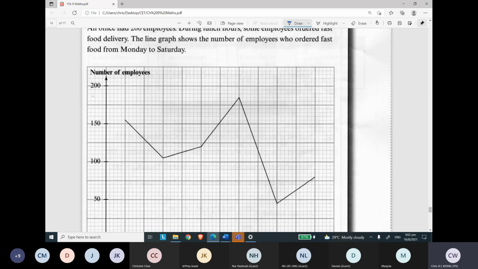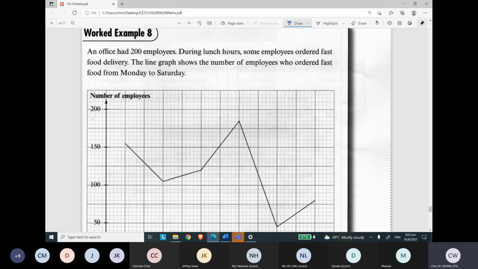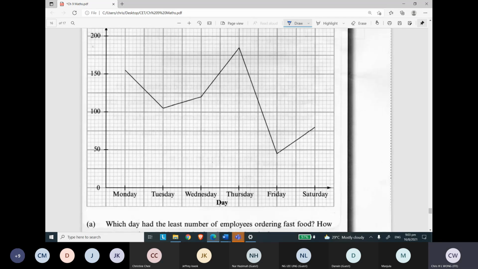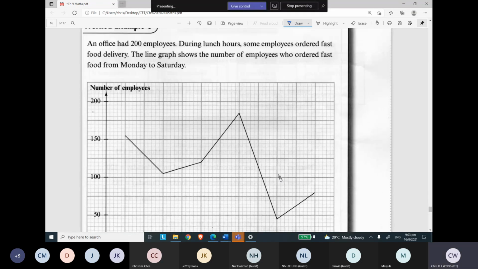Okay. An office had 200 employees. During lunch hour, some employees order fast food delivery. The line graph shows the number of employees who order fast food from Monday to Saturday. Oh, this is fast food. You understand this diagram? This one shows you the employees ordering fast food.